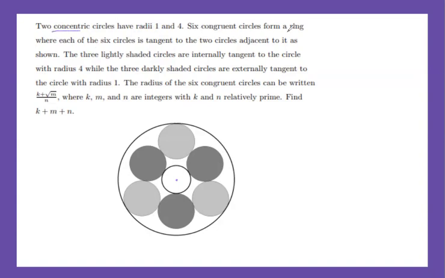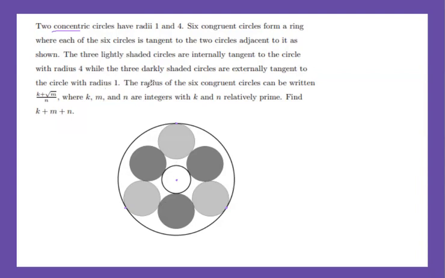There are 6 congruent circles forming a ring, where each of those 6 circles is tangent to the 2 circles adjacent to it, as shown. So these other ones are congruent as well, and they are tangent to each other. And the 3 lightly shaded circles, this one and that one, are tangent to the larger circle at these corners. Okay, these are my tangency points. And the other 3, these dark ones, are tangent to the other 2 light ones.